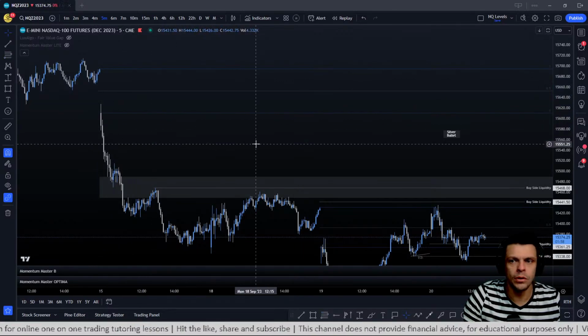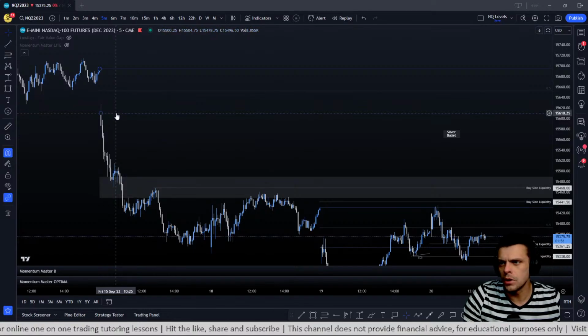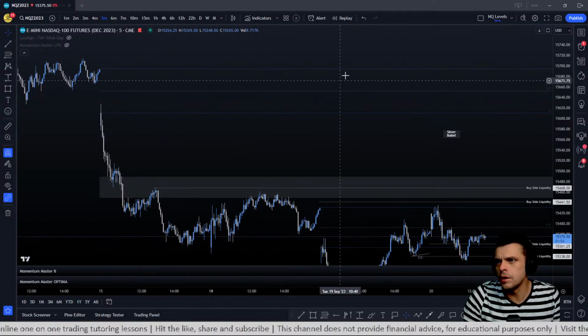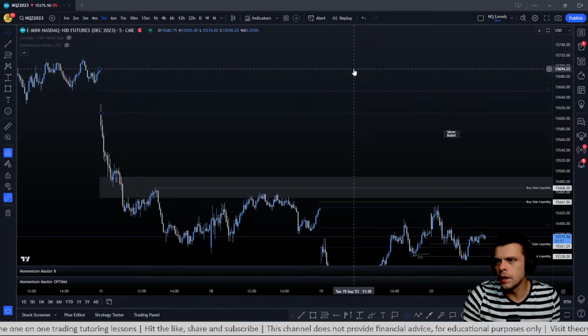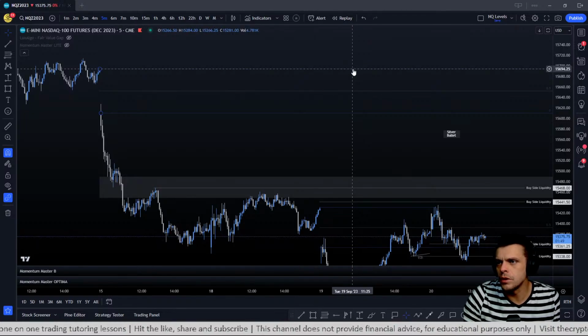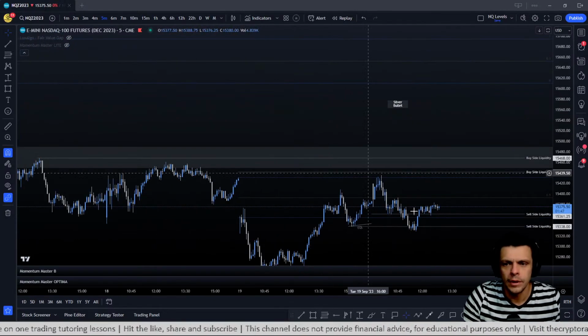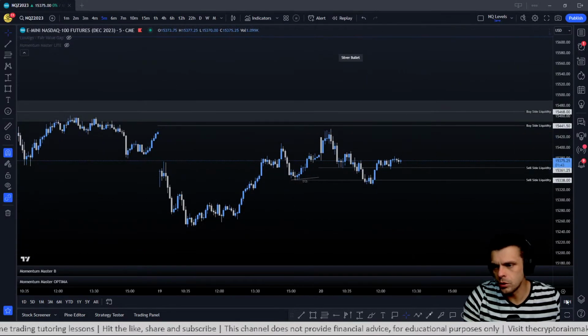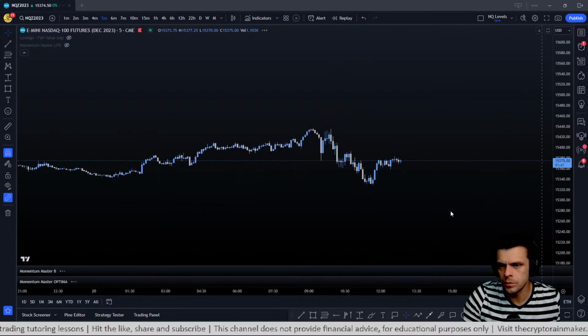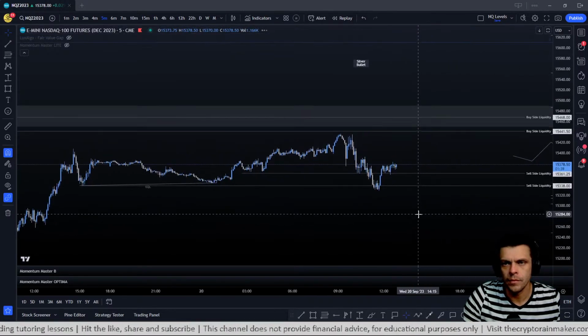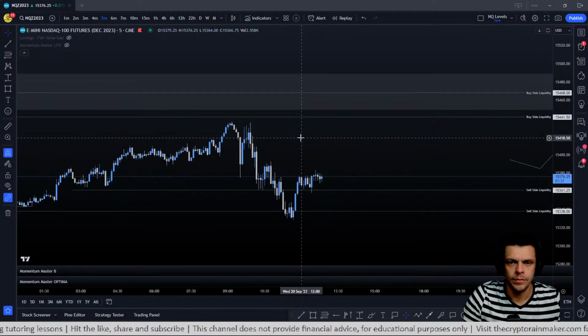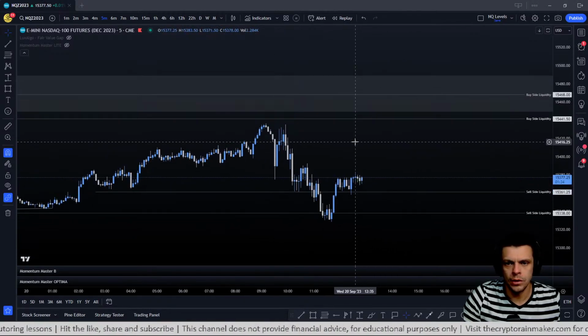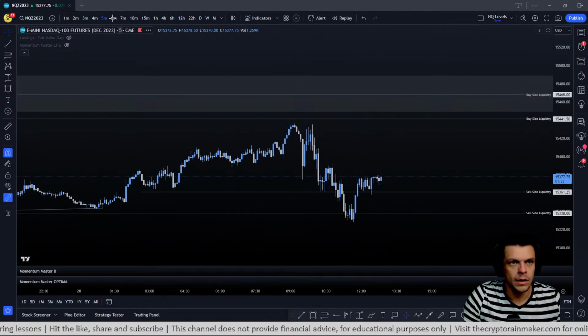So from the open to the close, that gap is at 15,610, and the upper end of the gap is at 15,694. Okay, so I'm gonna remove that, switch back to electronic trading hours. Okay, so let's see what happens.